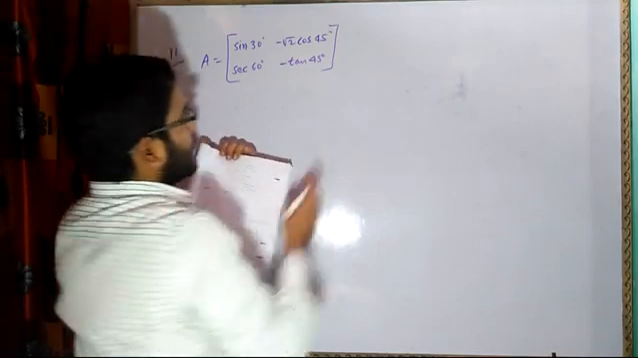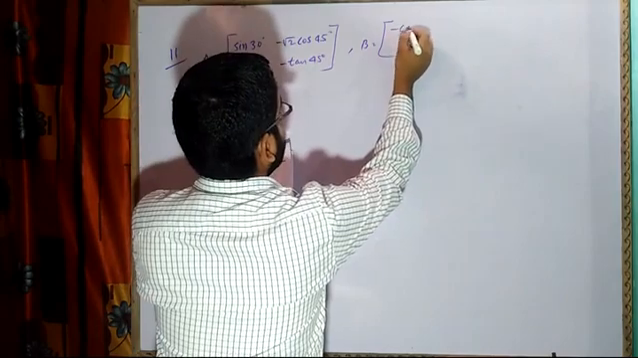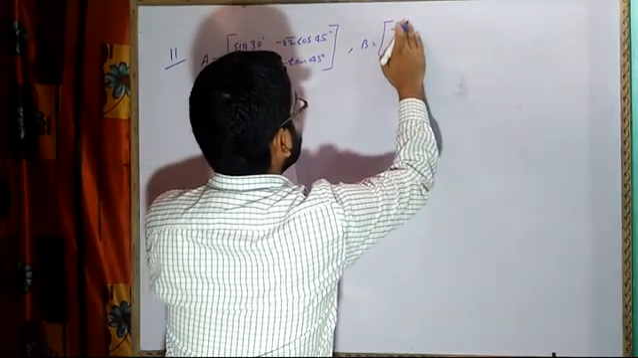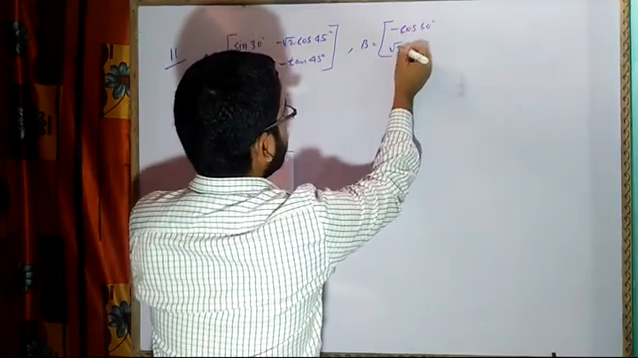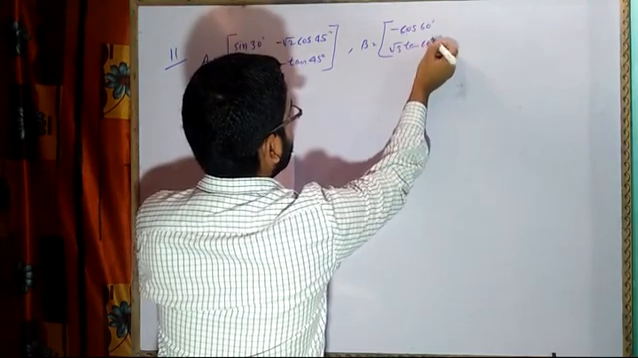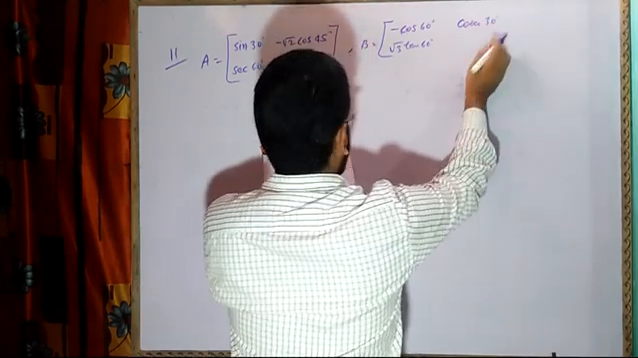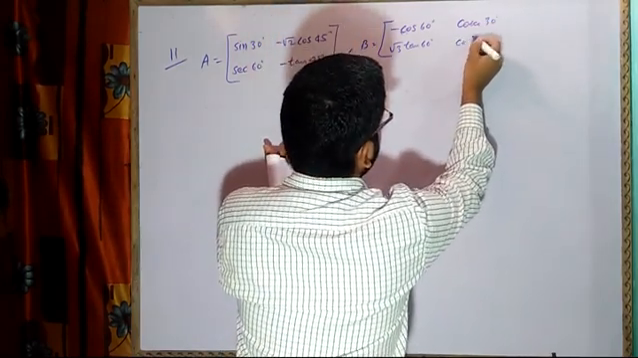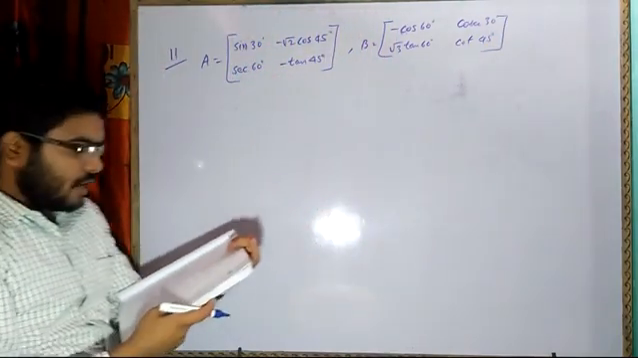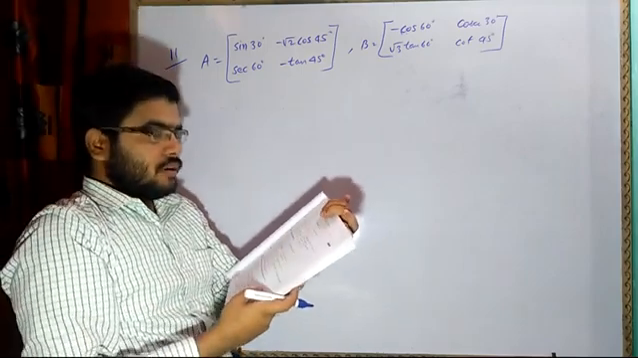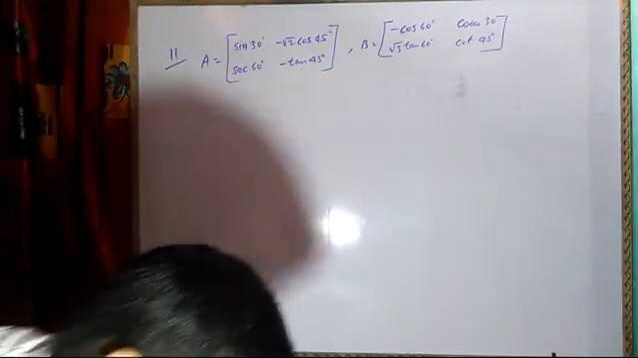And then element B, matrix B, we have minus of cos 60 degree, root 3 tan 60 degree, then we have cosec 30, and then we have cot 45. These two matrices are there. We have to find the values of 2A minus 3B, 3A minus 4B, 3A plus 4B, A plus B. Now how will we calculate? Let us see.